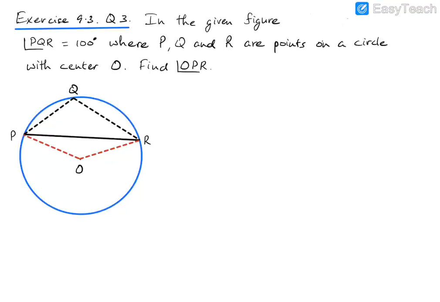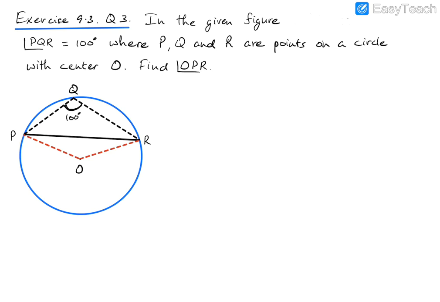Let us now do another example from the chapter of circles and solve an exercise problem from exercise 9.3, question number 3. We are given a circle with the 3 points P, Q, and R as points on the circle, and it is given that the angle PQR is 100 degrees. So that means it's this angle over here that is given to be 100 degrees.